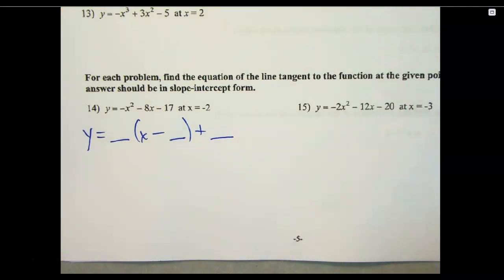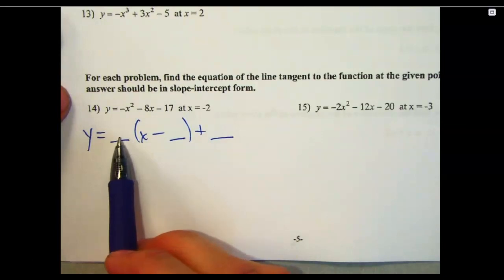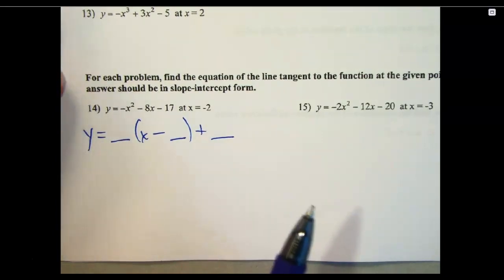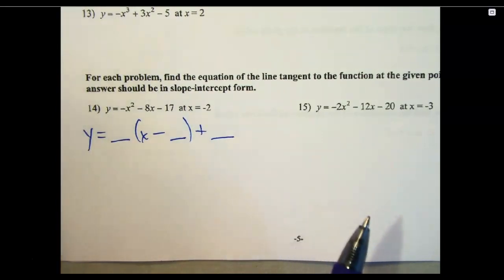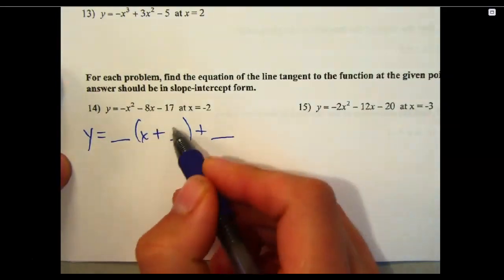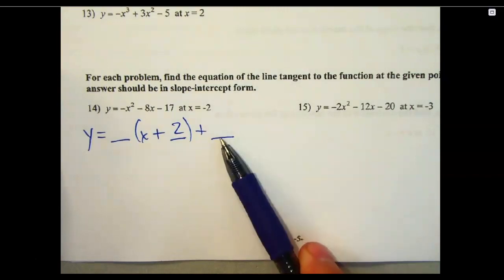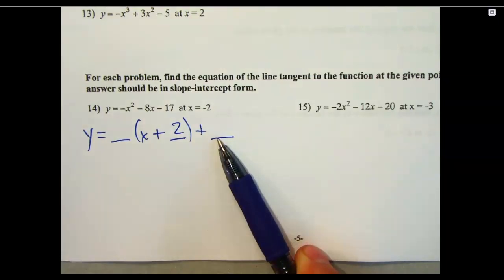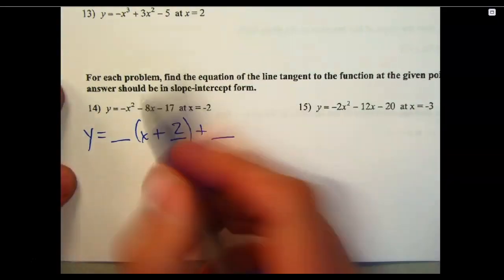Let's start with my point slope form. I'm glad we're going through this stuff. So, I'm going to put plus 2 here because it's minus negative 2. I had to give you the y value, so there's one extra step here. How do I find the y value? Plug into the original or plug into the derivative? Plug into the original. So I'm going to plug negative 2 into this.